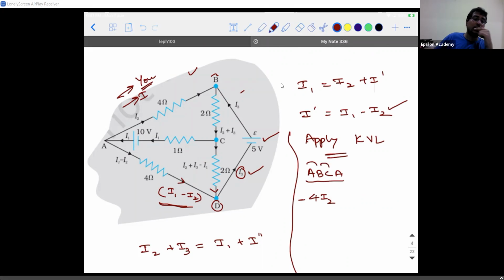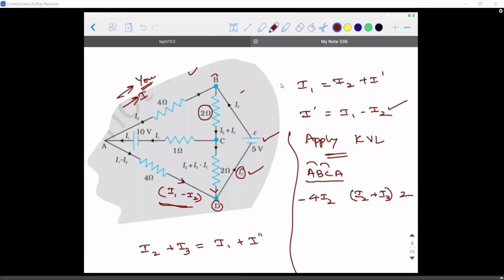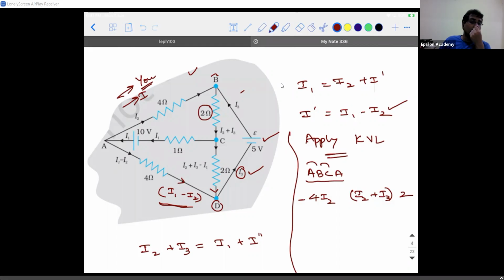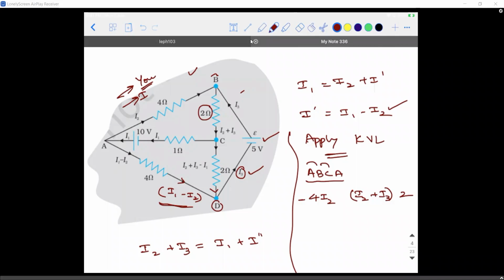Now you go from B to C, what will happen? It is I2 plus I3 multiplied with how much? You guys tell me. I2 plus I3 is the current, multiplied with 2 ohm. Now, is it positive or negative? Negative, sir. Negative.